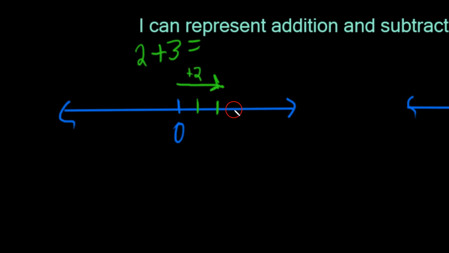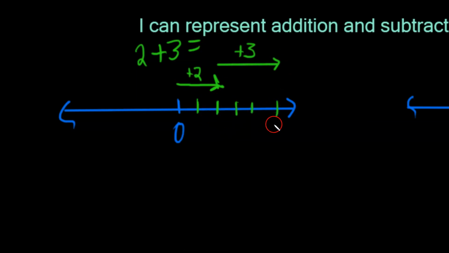So this is positive 2. We really don't need that plus there, but it's positive, so it doesn't really matter. Now we're going 2 plus 3, so we're going to go over 1, 2, 3 places, from right here. It's going to go over 3 places, plus 3. So this represents 2 plus 3.